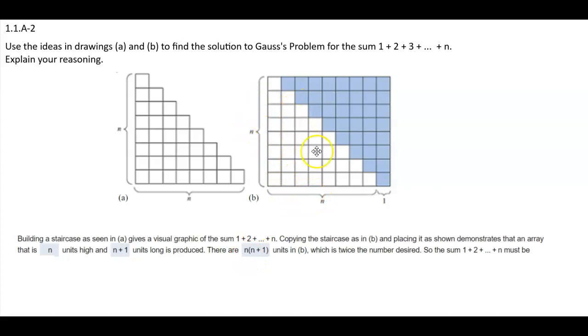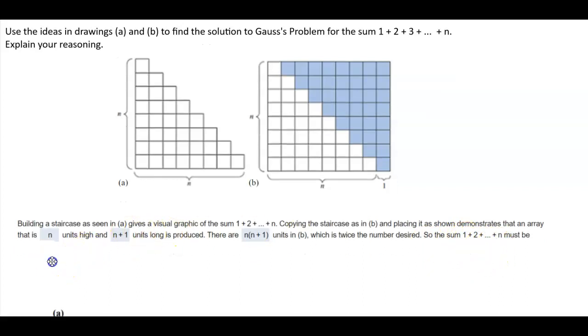So we want to find the area of this. Okay, the area is the length times the width. So it's n times n plus 1 units in B, which is twice the number desired. So the sum of 1 plus 2 plus all the way to n must be the following. We're going to say that n times n plus 1 divided by 2.